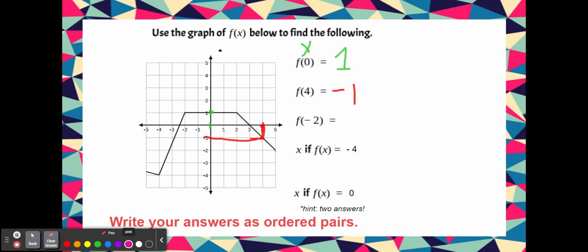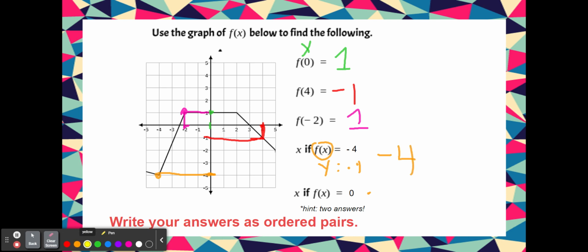Okay, let's try the next one. F of -2. So -2 is the x value. Well, what's the y value? 1. Okay, let's try the next one. If f of x, that tells us y is equal to -4. So let's go to -4 on the y value. Is it passing through the line? It's passing here at -4.